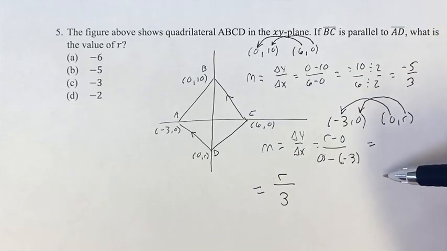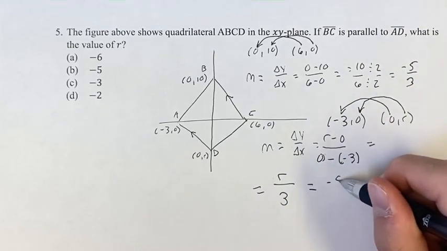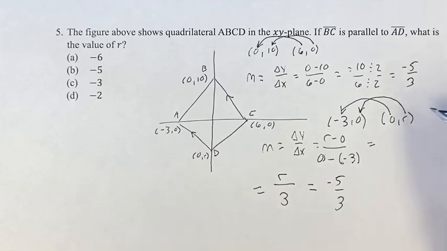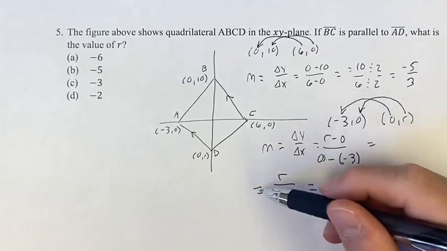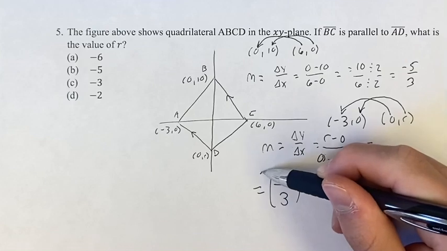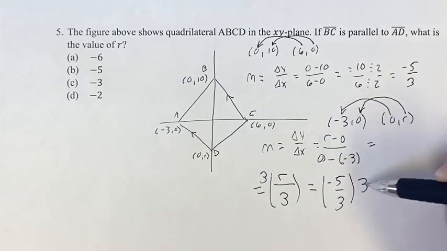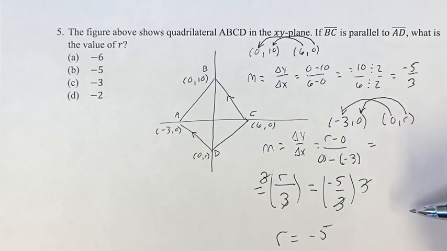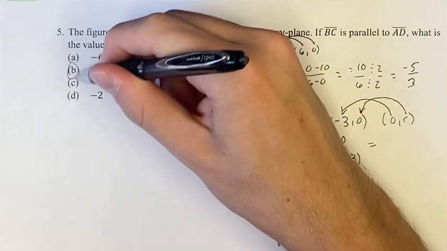So r divided by 3 is equal to negative 5/3, because the slopes are the same. So we now have an equation for r. If we multiply both sides by 3, these cancel, and we're left with r is equal to negative 5. This is going to be B as your final answer.